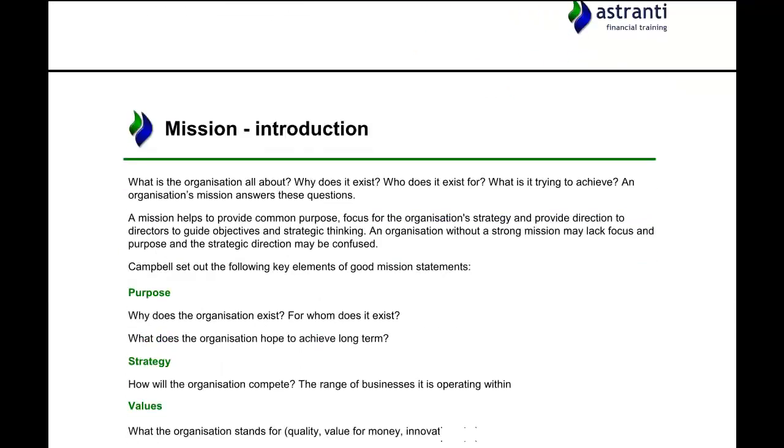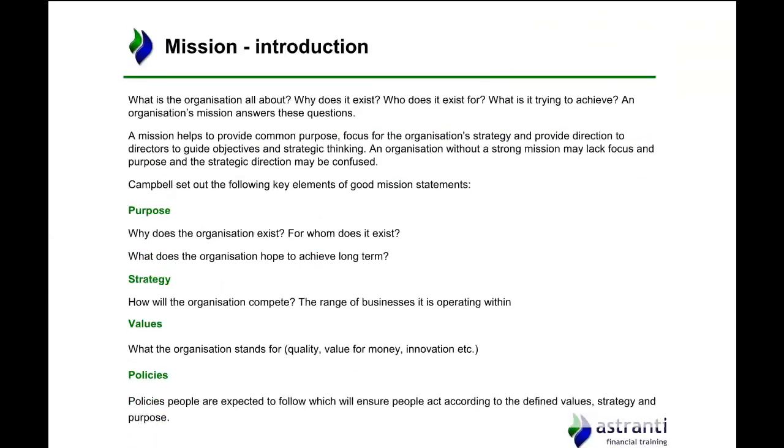So we'll start off by looking at mission statements. Now, there wasn't actually any information on mission statements in the briefing, and if so, that could be a possible weakness for the company, because the whole point of a mission statement is to really summarize what they want to do, why do they exist, who do they exist for, what are they trying to achieve. And the mission statement should help answer these questions.